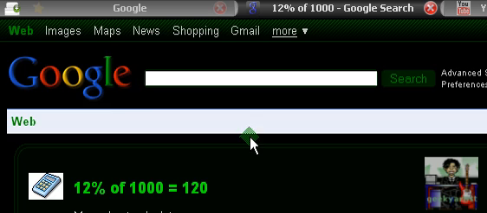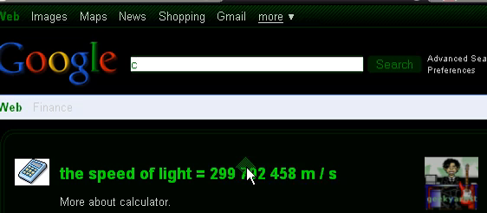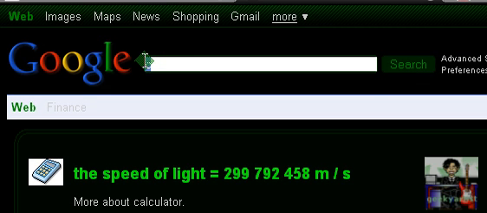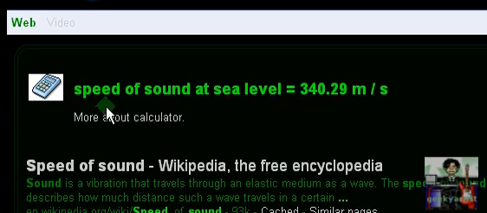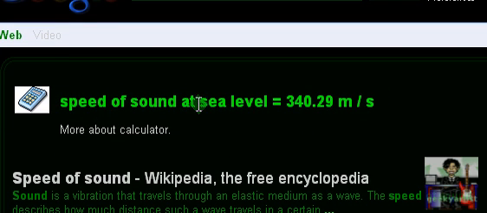You could also have some constants, so I'm just going to give you some basic constants. Let's say speed of light is c. There's your speed of light. You want speed of sound? Not really sure about the variable, but I just type in speed of sound. Enter. And here is our speed of sound at sea level as indicated.